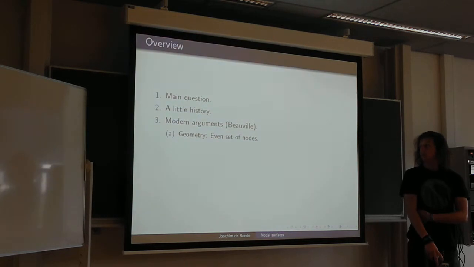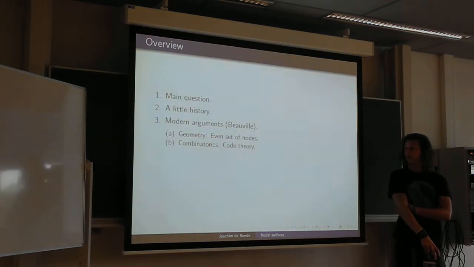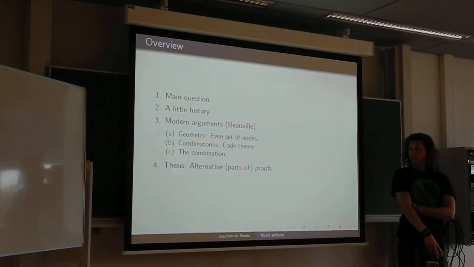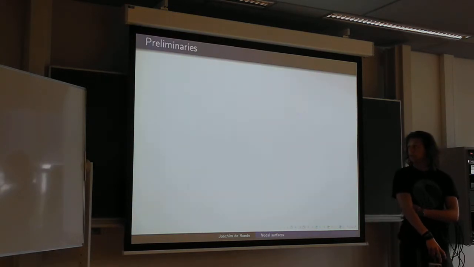After that, oh wait a sec. The modern argument kind of splits up in two parts, which is geometrical, based on the notion of an even set of nodes. There's a combinatorial part based on coding theory, and of course there's the way how we can put them together, which is the third part. After this, I will zoom in on two alternative ways of proving what you want to prove that we discussed in the thesis. And lastly, if there is time, I will tell something about what is not known yet in this certain area. So, what is the main question?